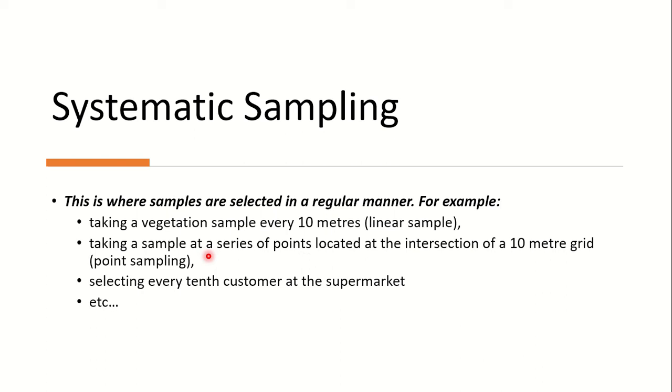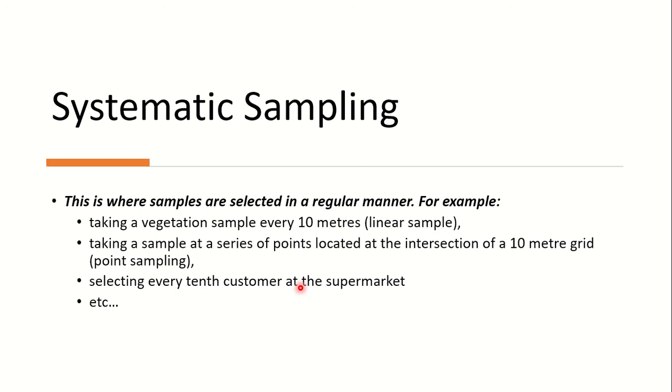You could even use systematic sampling to sample passers-by, customers in a shop, or even transport on a road. Selecting every 10th customer at a supermarket, for example, would be a systematic approach. It would also contribute towards the removal of bias.